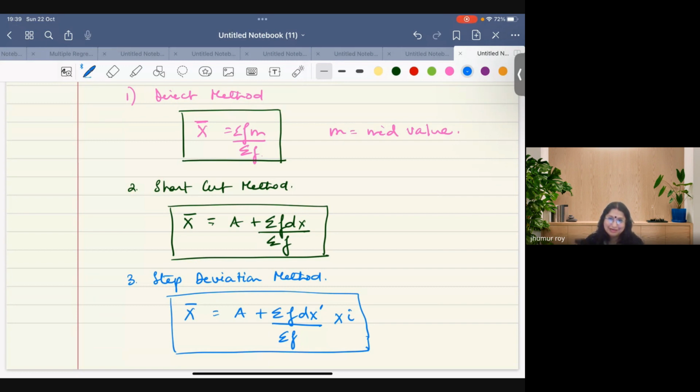You will need to learn these three methods because when we go to higher level questions, we will use step deviation more than we use the direct method. If the question is only mean, then you should just go ahead and calculate through the direct method. But if the question is on standard deviation, correlation, regression, then you will have to use the step deviation method more.